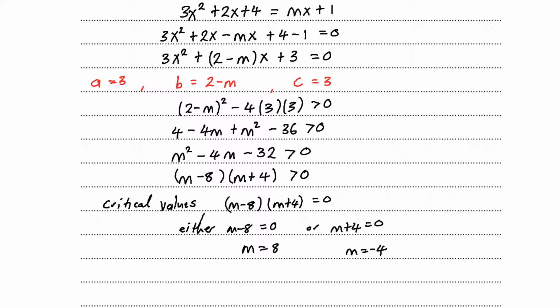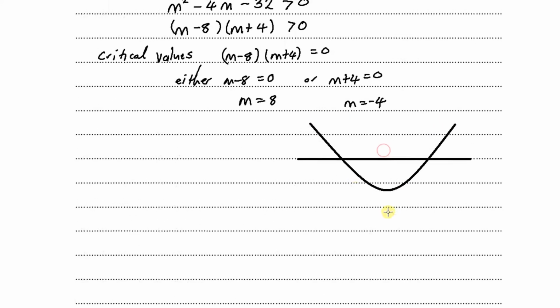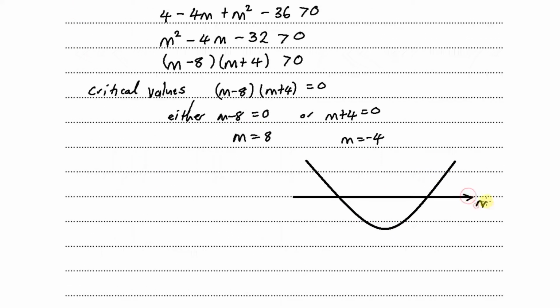So we now have two critical values, and since we want to find the set of values of m, we can have a little sketch of the parabola here. So this is like the m-axis, and the lower value is minus 4, and the higher value here is 8. And we know that this graph is positive above the m-axis and negative below the m-axis. So we want to find the set of values for which m squared minus 4m minus 32 is greater than 0. And greater than 0 means positive.